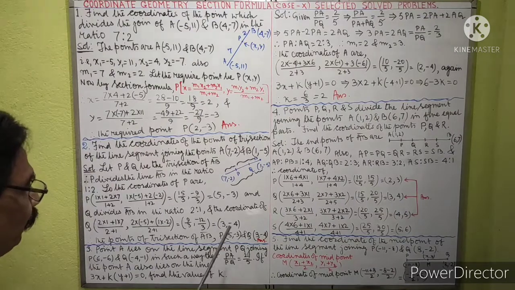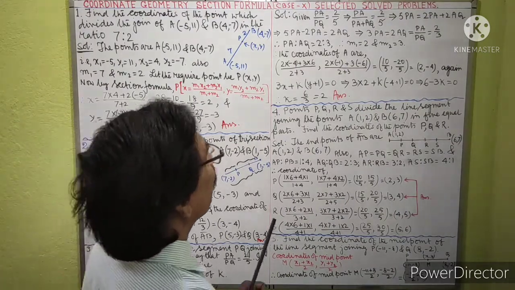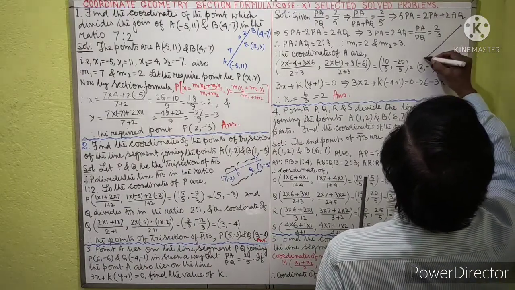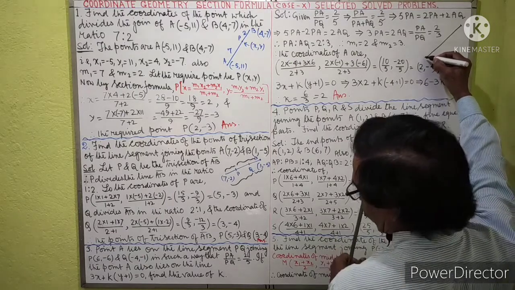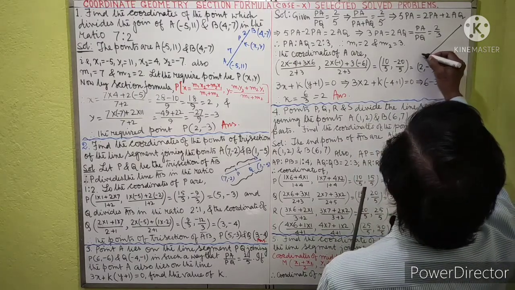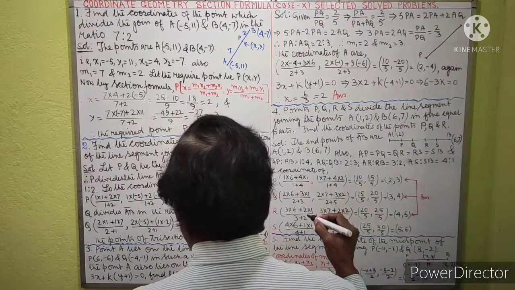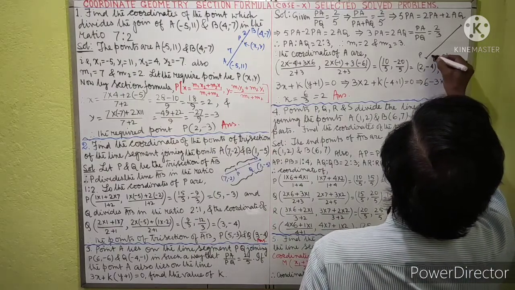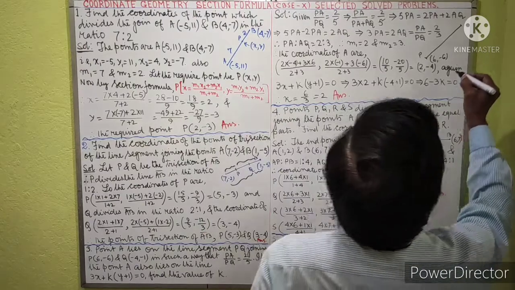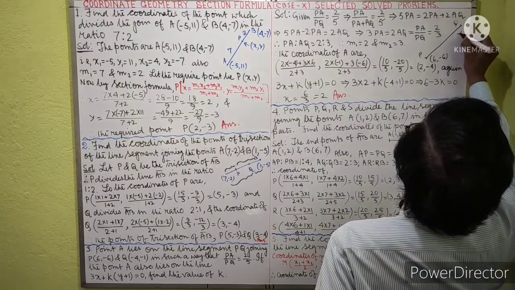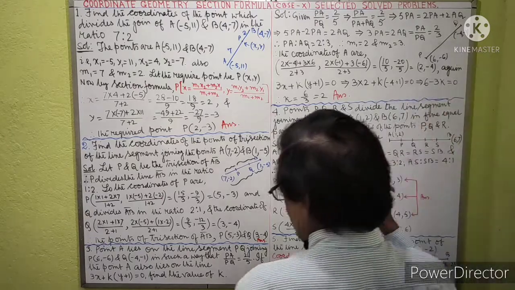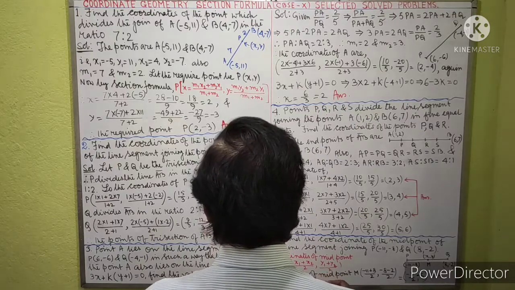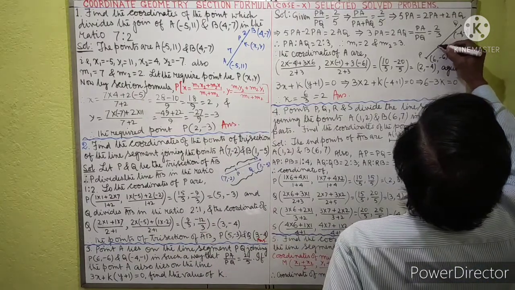Just see, P is (6, -6) and Q is (-4, -1), and A is a point on the line, so that PA by PQ equal to 2 is to 5. This is A.